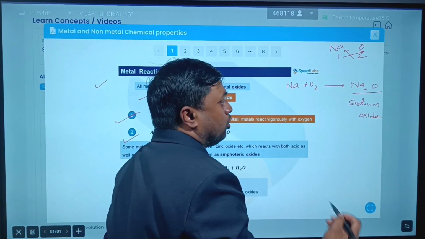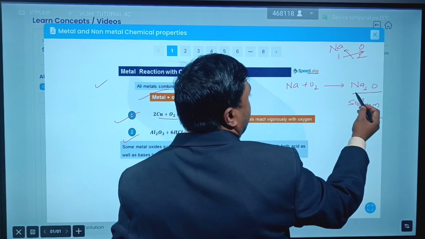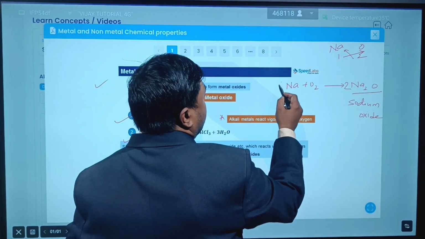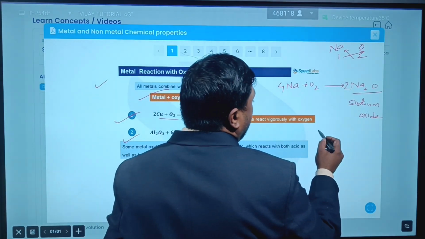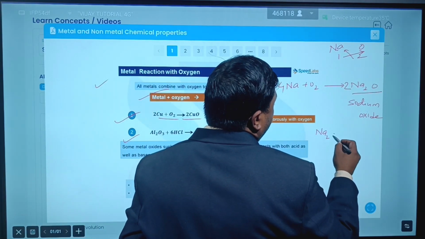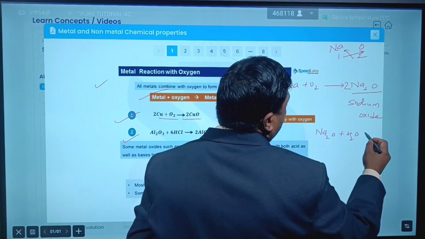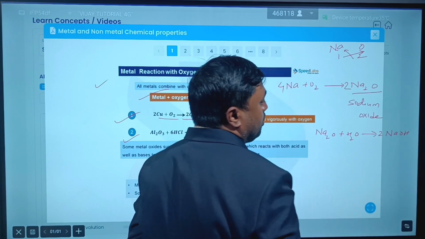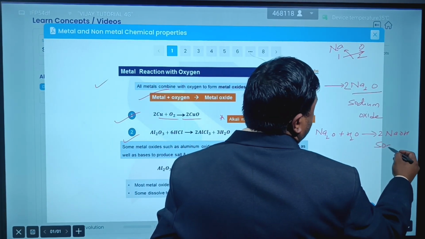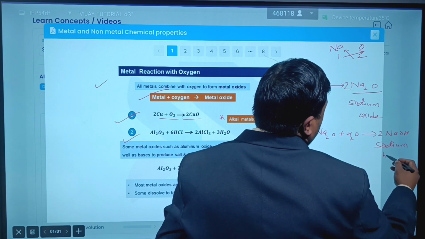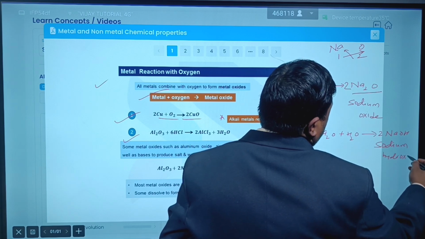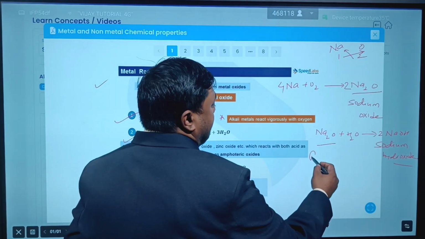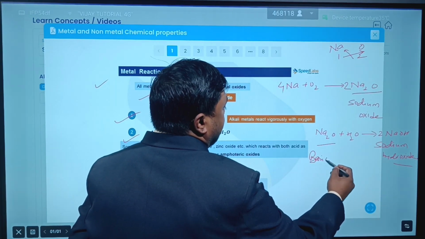Is it balanced? No, not balanced. Here oxygen is 2, this side is 1, so multiply by 2. Now sodium becomes 2 times 2, 4, so here also you should multiply by 4. Now sodium oxide, when it reacts with water, H2O, gives twice NaOH, sodium hydroxide. That's why metallic oxides are generally basic in nature.